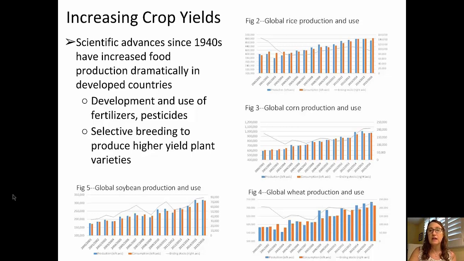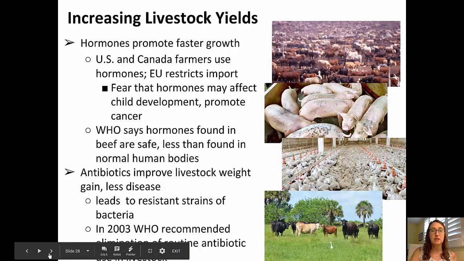And in particular, in the case of rice, there is little stock on hand. In the case of corn, wheat, and soybeans, there's a little bit more stock on hand. So we're making some progress in terms of increasing yield, but remember that we have a much larger population to feed.